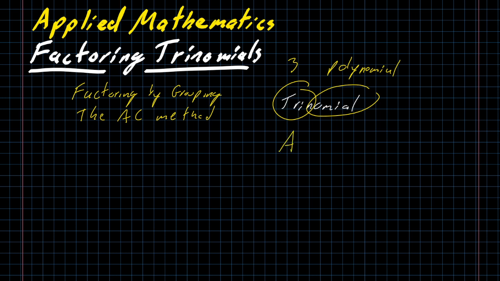Generally speaking, we're going to write this as some a times x squared plus some b times x plus c. And this is where the name of the AC method comes in. We're going to be looking at the lead coefficient a and the constant term c, and trying to use those as our basis for solving, or for factoring, the polynomial.